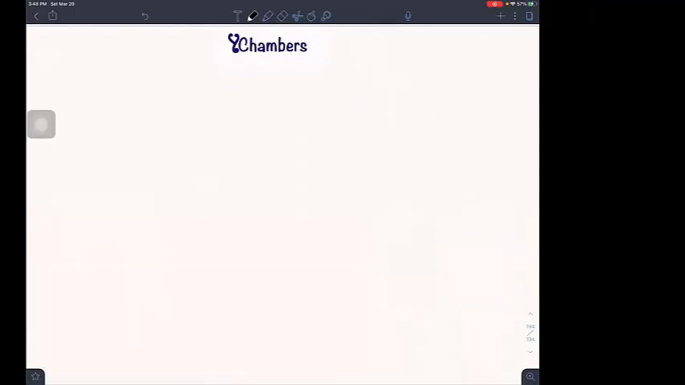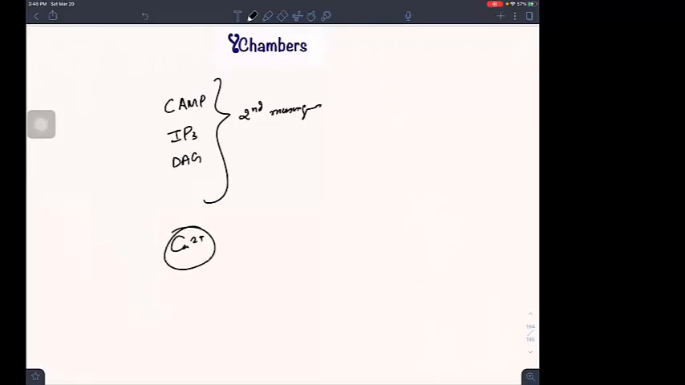So by the way, what is cAMP? Which group do they come in? cAMP, IP3, DAG, they come in secondary messengers. So they are the secondary messengers of the cell. But calcium is a hero. Calcium is a hero. He is second as well as third messenger.